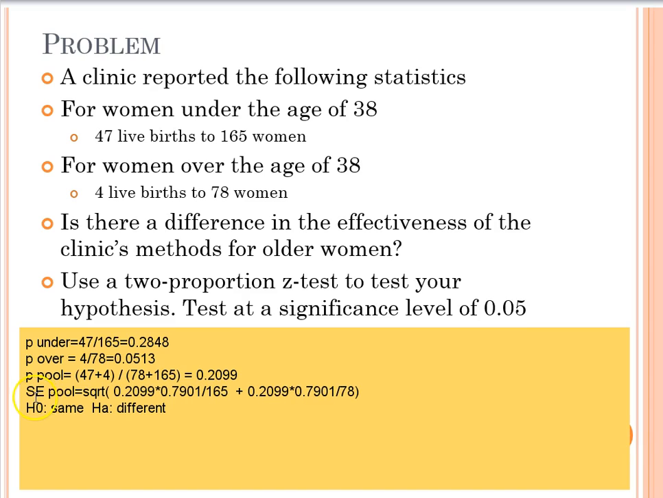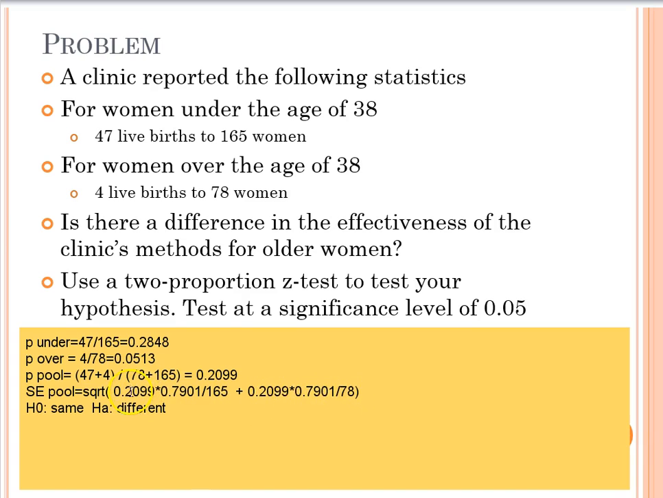We're going to run a z-test, and in order to run that z-test, we need a standard error, and we're going to utilize the pooled standard error. So the way this is calculated, again, we're square rooting, because that's always how we start with a standard deviation or a standard error. And the way we calculate this is we're going to use the p-pooled, that pooled proportion, to calculate not only the sample size for the women under 38, but also for the women over 38.